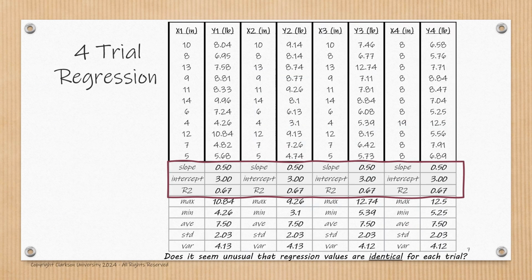We used a spreadsheet to analyze the data and look at the same statistics, max, min, average, standard deviation, and variance, and also the linear regression values for the slope, intercept, and R-squared. Many of the values were the same in each of these trials, averages, standard deviations, variances, for example, and also the slope and intercept were the same along with the R-squared. The only thing that we saw different was the max and min.